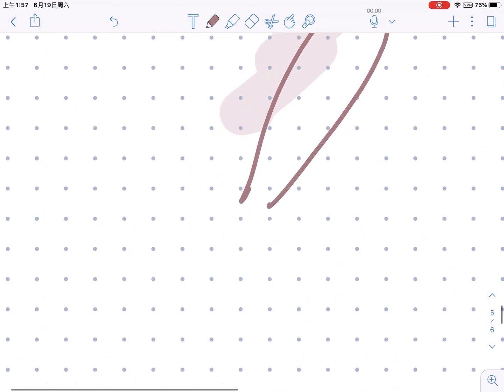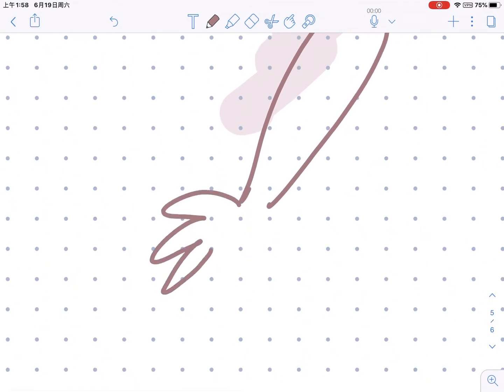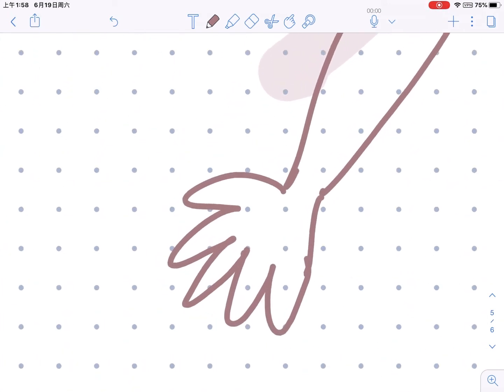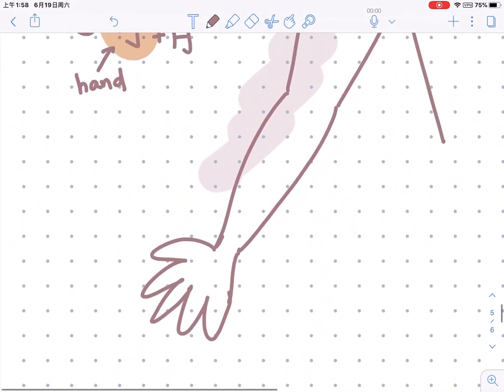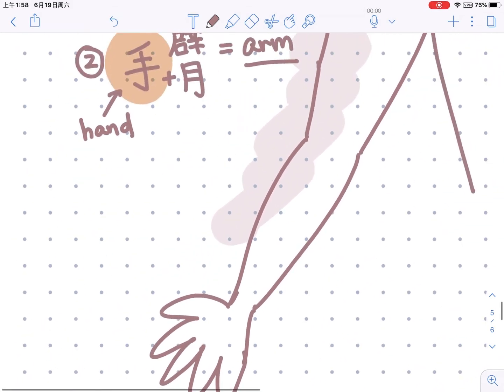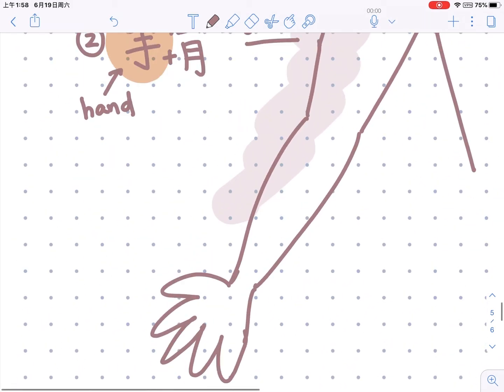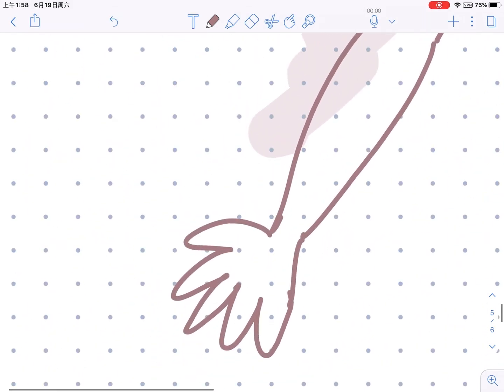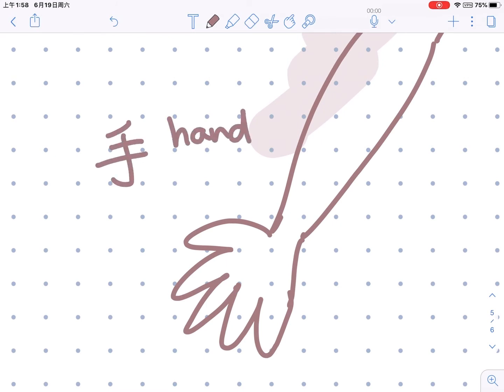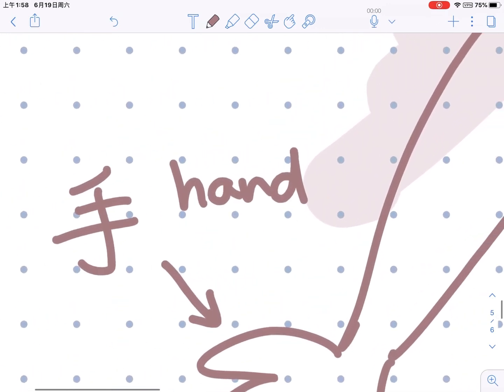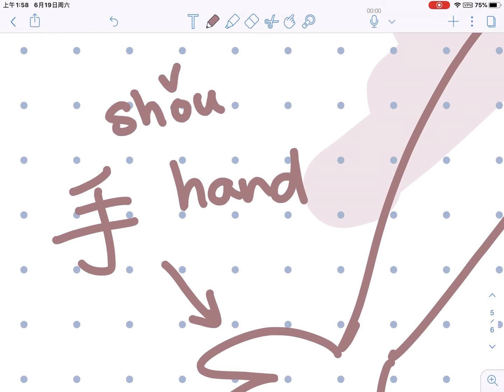Okay, and then we go on to finish this guy's hand. 1, 2, 3, 4, 5. Okay, and this is this guy's hand. I guess you already know how to say his hand, right? Because we have learned it here. Then it is 手. Yes, it is 手. Just that simple. Hand. Okay, I will write it in pinyin here. 手, the third tone.